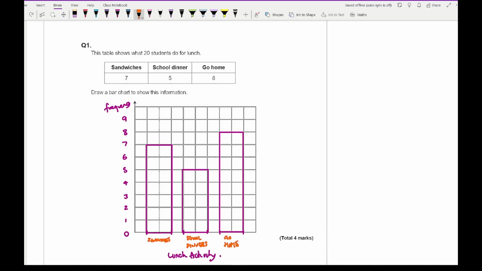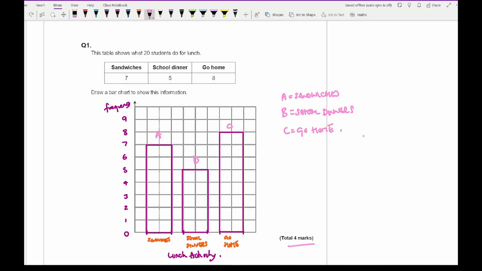Now alternately, what you could do is just label them, let's say A, B and C, and then just label here A is sandwiches, B is school dinners, and C is go home.